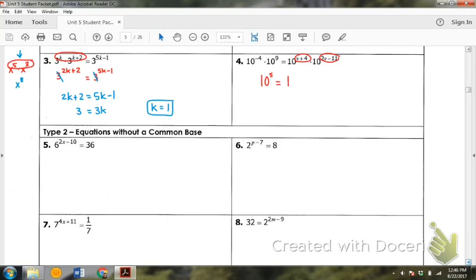So if I add those together on the right side, v plus 2v is 3v. 4 minus 11 is negative 7.